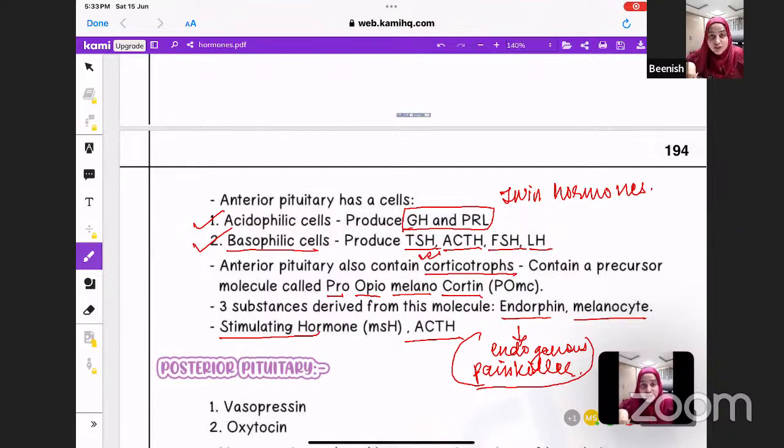Then, your melanocyte stimulating hormone, the name itself is very indicative that it is stimulating what? The melanocytes. And the melanocytes produce melanin, okay? And then you have ACTH, that is adrenocorticotropic hormone. It regulates cortisol secretion and release, okay? So that was about anterior pituitary. Your anterior pituitary is producing six major hormones. We've named them. Then we have said that it has three different types of cells, acidophilic, basophilic, and a special type of cell known as corticotropes. From these corticotropes, a precursor molecule known as POMC is produced, and from this POMC, three different substances are derived: endorphin, melanocyte stimulating hormone, and ACTH.